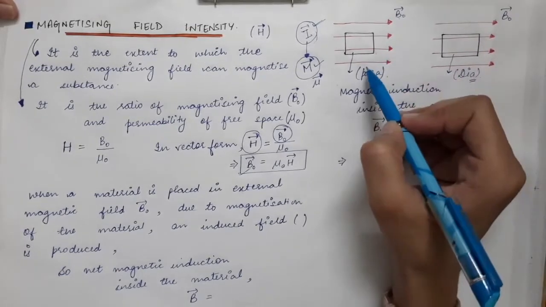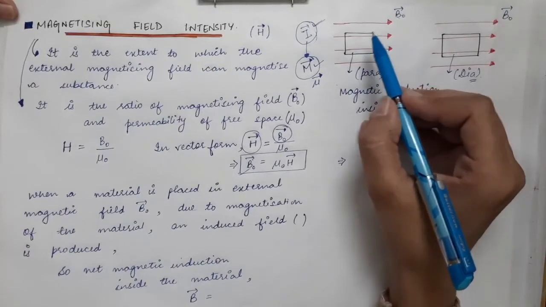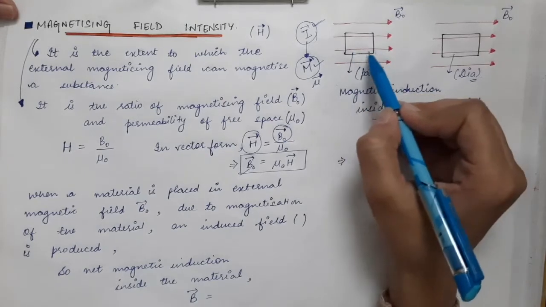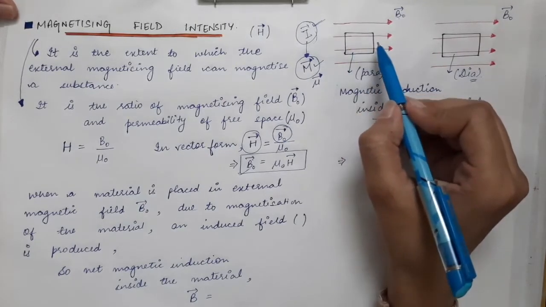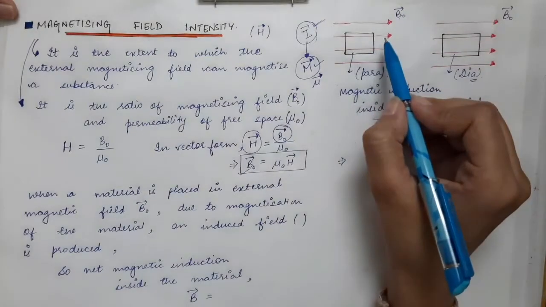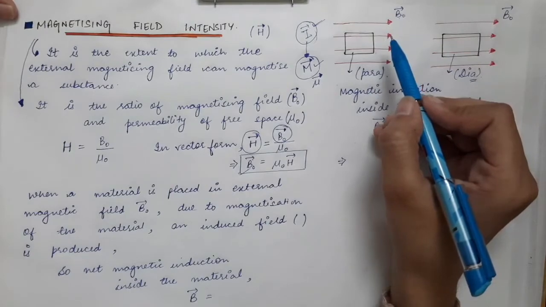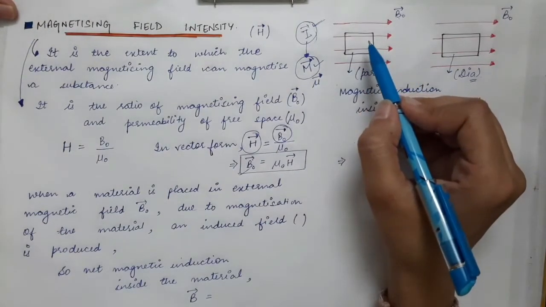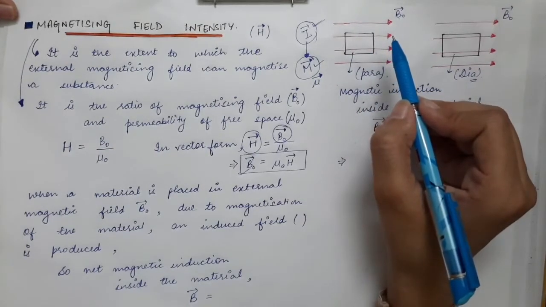We know that if you place a paramagnetic substance inside the magnetic field, then all the magnetic dipole moments which are already present inside the paramagnetic substance will turn in the direction of the magnetic field. So torque will act on those magnetic dipole moments, and due to that, all these magnetic dipole moments will align in the direction of the external magnetic field.